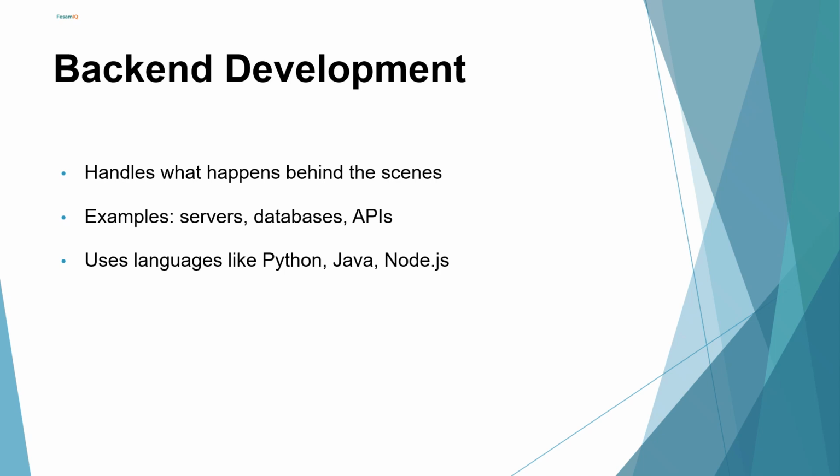For example, when you log into a website, the back end checks your username and password and fetches your data. They work with servers, databases, and APIs. And they use languages like Python, Java, or Node.js to design the back end of a software or application. Think of them as the engineers making the product functional.